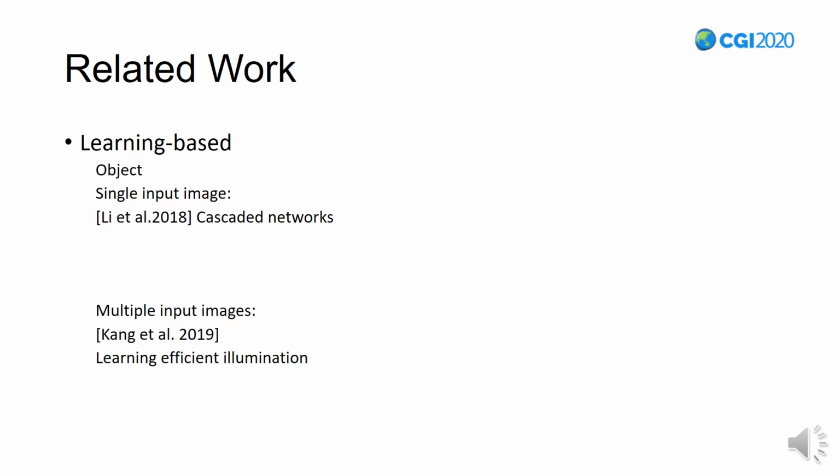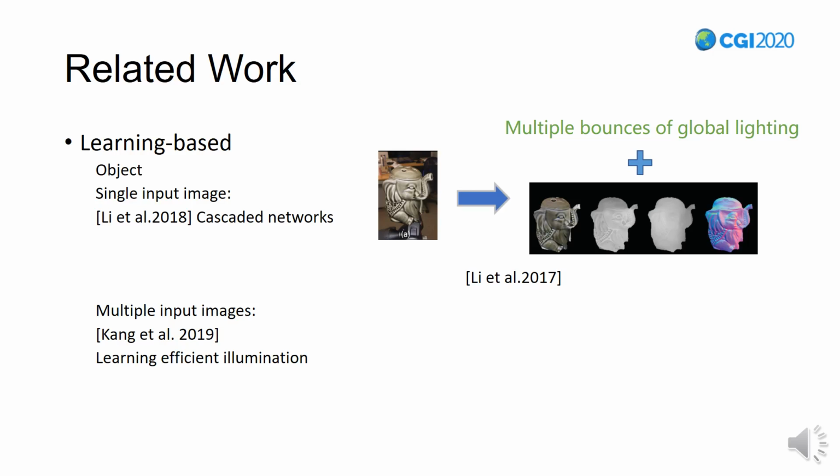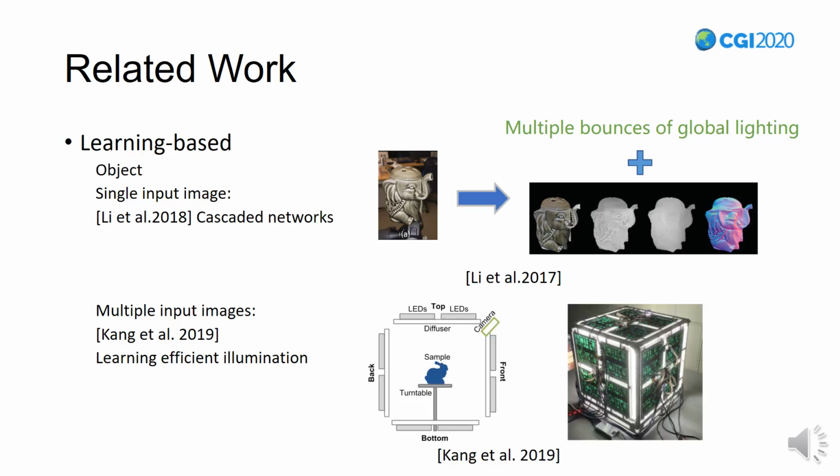About object appearance recovery, Li et al. proposed a learning-based method to jointly recover shape, SVBRDF, and illumination from only a single image. Like previous single-input-image methods, it may suffer from insufficient observation. Another related work is from Kang et al. They utilize optimal lighting patterns to capture object appearance. Compared with Kang et al., we aim to recover object appearance with only off-the-shelf devices rather than specially designed equipment.